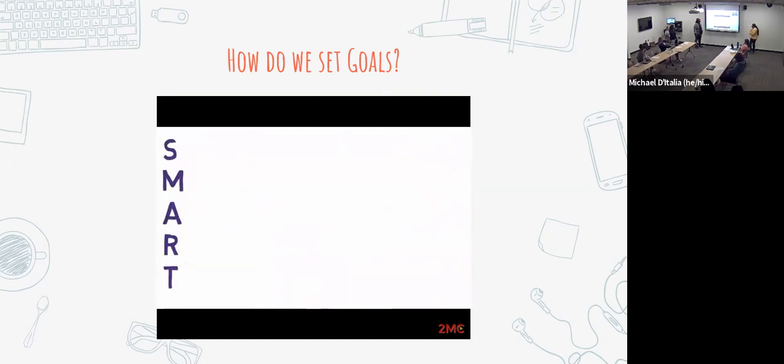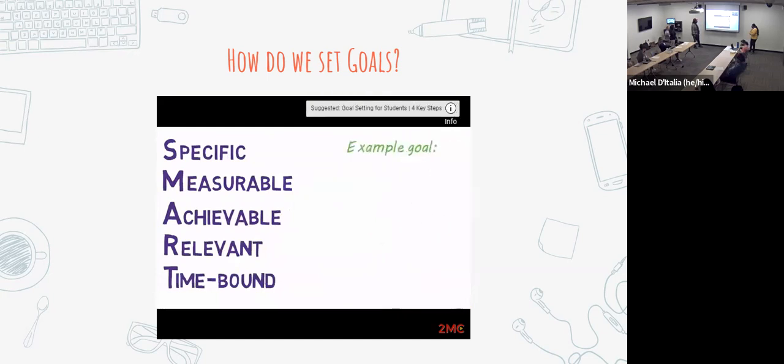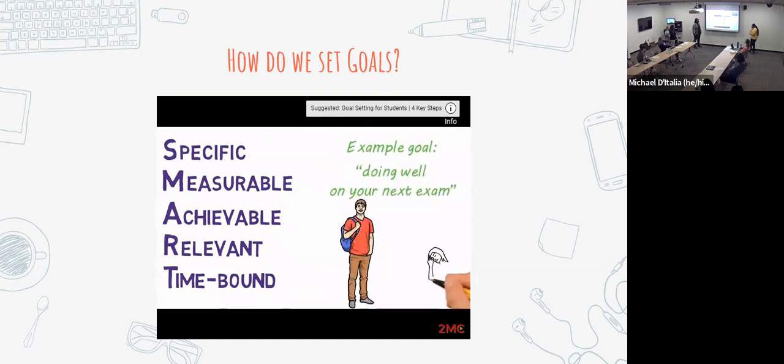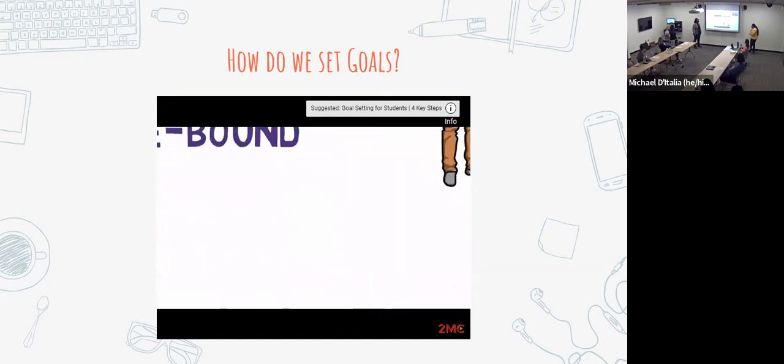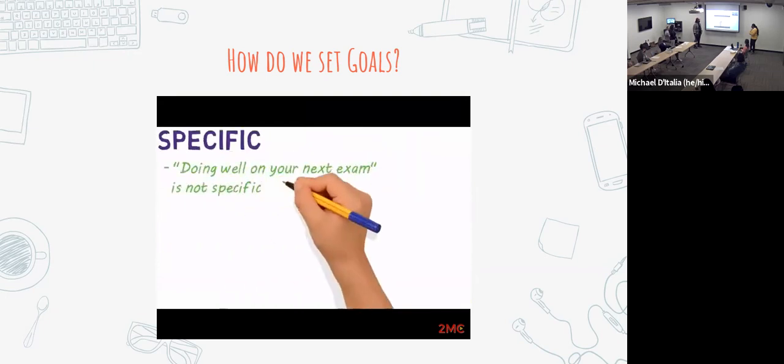SMART is an acronym that stands for specific, measurable, achievable, relevant, and time-bound. We hope for each of these, example goal: do well on your next exam, a common goal. The first step is to make the goal specific. Doing well on your next exam is not specific.